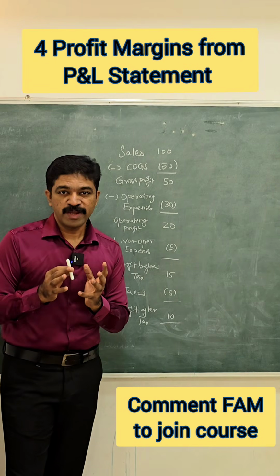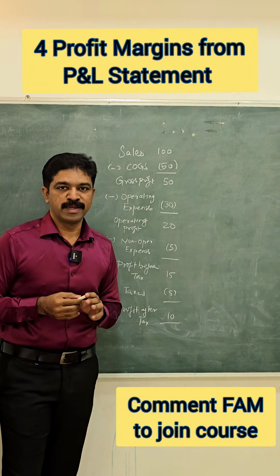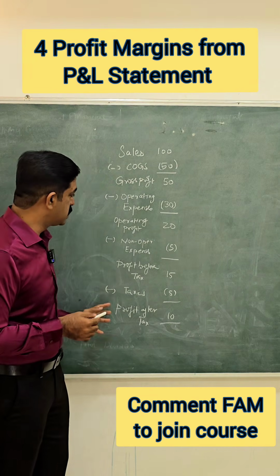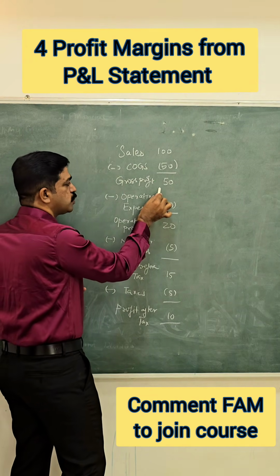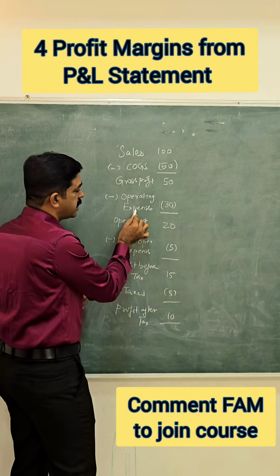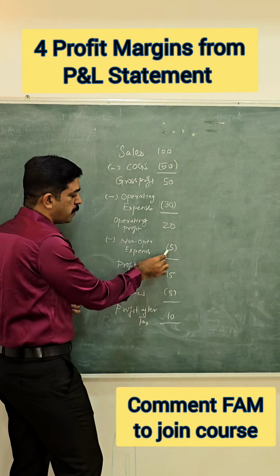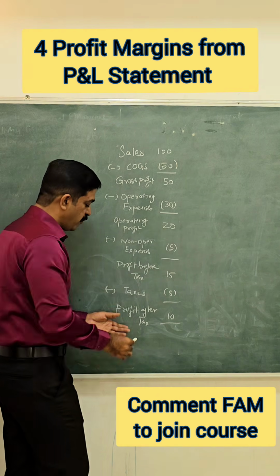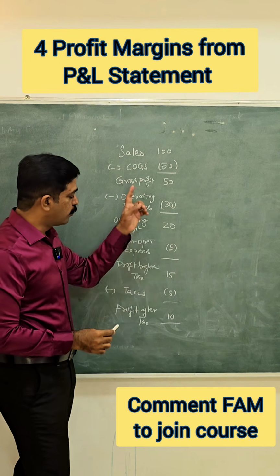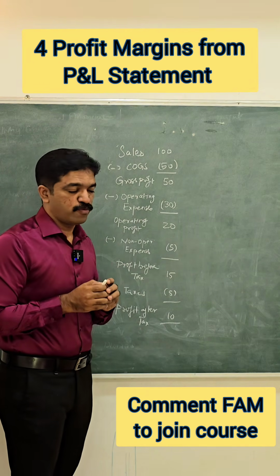Do you know you can find four different types of profit margin just by looking at the income statement? For example, take the statement where we have started with sales, deducted cost of goods sold and arrived at gross profit, deducted operating expenses and arrived at operating profit, deducted non-operating expenses, so we have profit before tax, then taxes are factored, we have profit after tax. By looking at this statement itself, we can find out four different types of profit margin.